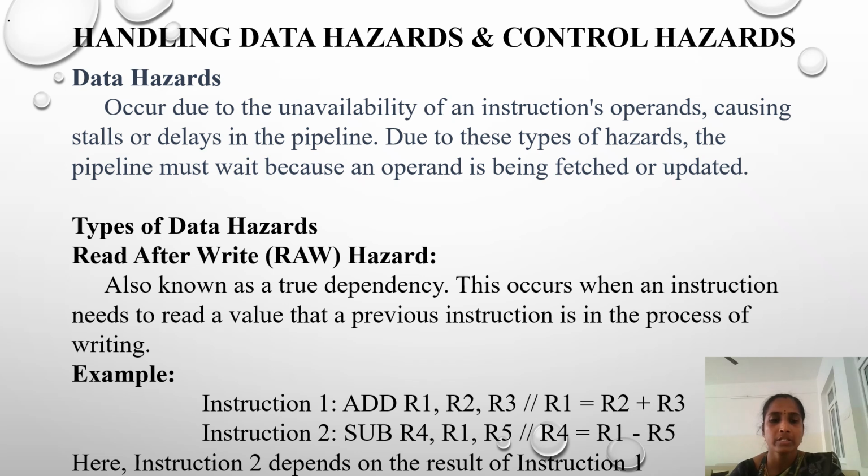This occurs when an instruction needs to read a value that a previous instruction is in the process of writing. For example, instruction 1: R2 and R3 are added and stored in the register R1. Instruction 2: we subtract R5 from R1 and store the result in R4. Here, instruction 2 depends upon the result of instruction 1. So here, read after write hazard happens.